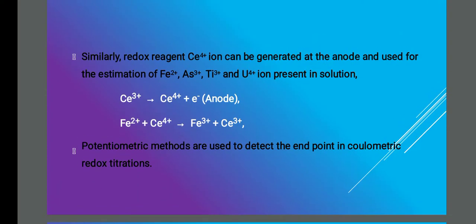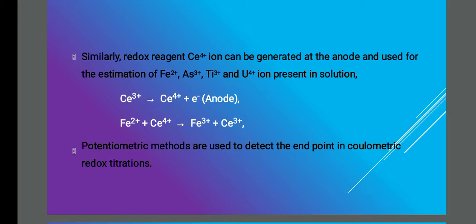Similarly, what other redox reagent can we use? You can use Ce4+ ion, which is called ceric ion. Ceric ion can be generated at the anode and used for estimation of Fe2+, As3+, Ti3+, U4+ ions present in the solution. They have shown just one example. Ce3+, which is cerous ion, will give you ceric ion plus electron at the anode. When we estimate Fe2+ ion, it combines with Ce4+ to give you Ce3+ plus Fe3+.